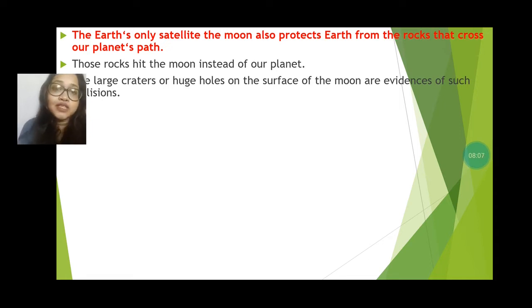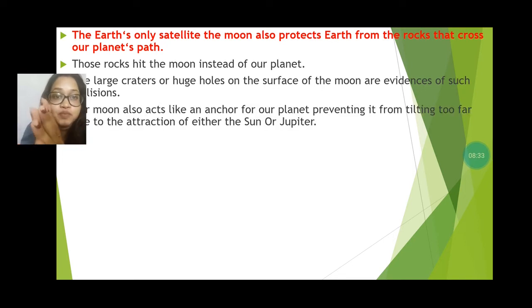How is the Earth protected by the moon? Because on the moon there are large craters, which means huge holes. It is proved that the moon, our Earth's satellite, attracts any asteroid or meteoroid onto it, so the Earth is safe in its position.